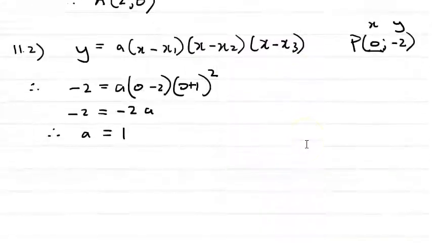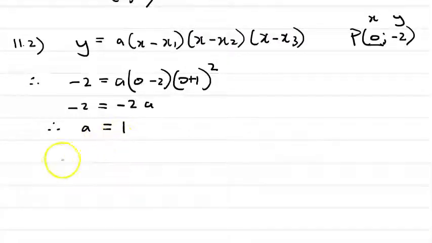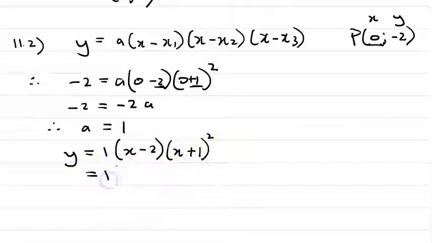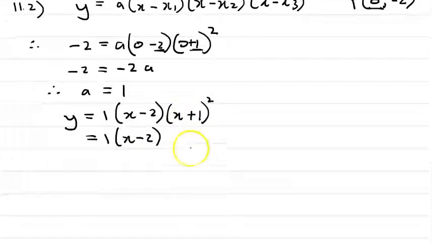And in order to show that, now we are going to resubstitute a equals 1 into the formula y equals a, but this time we are not going to substitute x and y, but we're just going to substitute x minus 2. So we're going to substitute our roots. Basically, we're going to put our factors in there, x minus 2, x plus 1 all squared. And all you need to do now is just open up these brackets. 1 into x minus 2, x plus 1 all squared. Let's open the brackets out there.